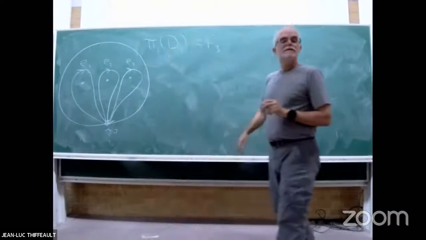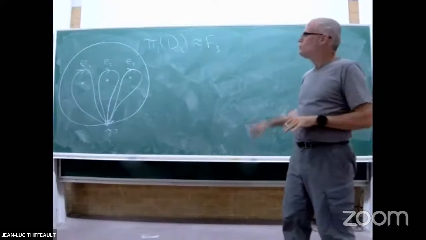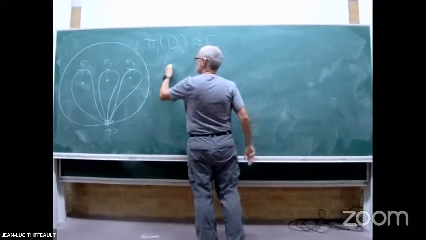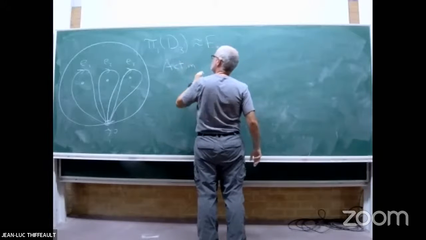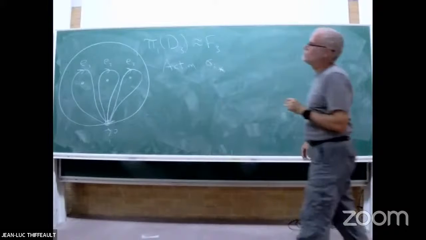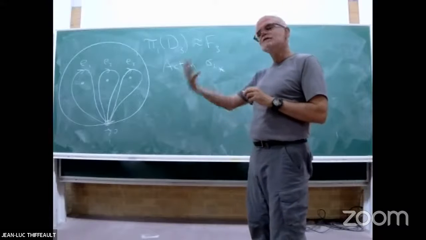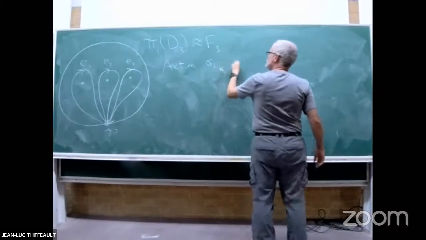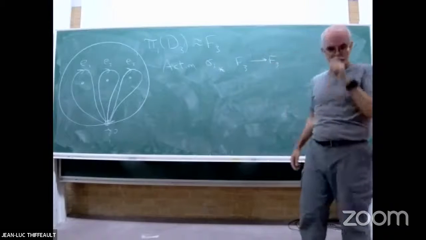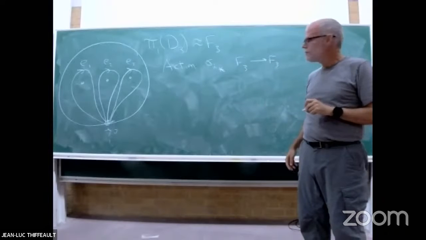So what we would like to define now is an action of the braid group onto pi1 of D3. Okay, so an action, we'll write it as sigma I star. So in other words, given a generator sigma I, I would like to compute some mapping from F3 to F3, from the free group on 3 symbols to the free group on 3 symbols. Okay.